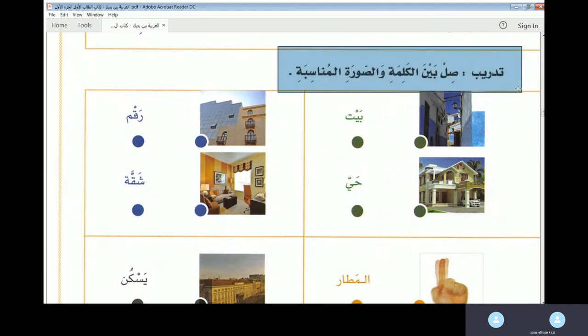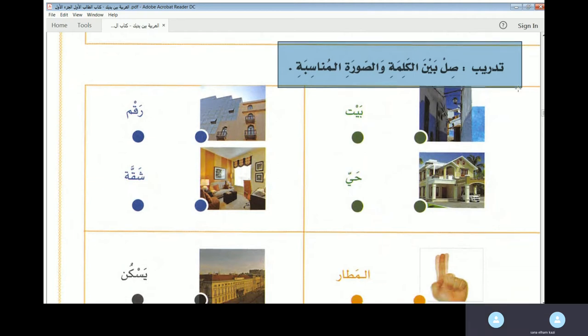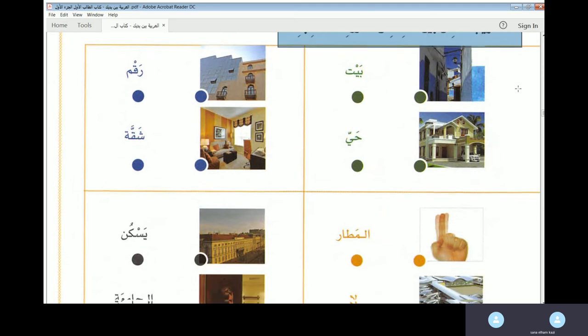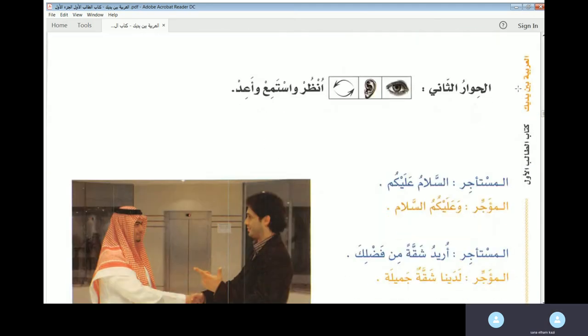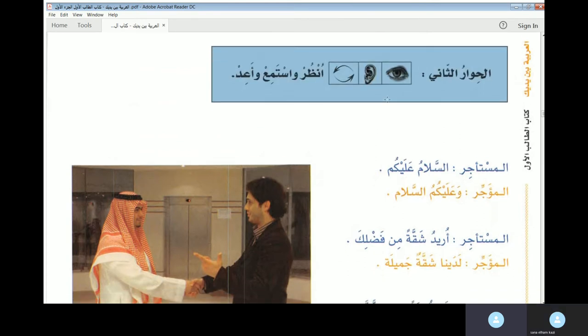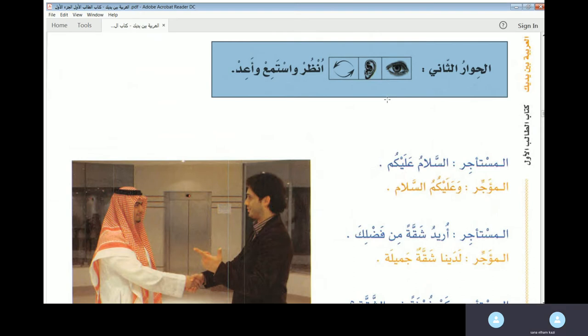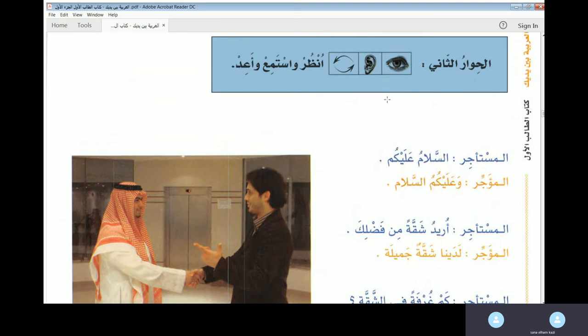Tadrib: sil bayna al-kalimat wa as-surah al-munasibah. Join between the words and the appropriate picture. Okay. Next we have a new dialogue. Al-Hiwar ath-Thani, second dialogue. Unzur wa istami' wa karrir. Look, hear and repeat.